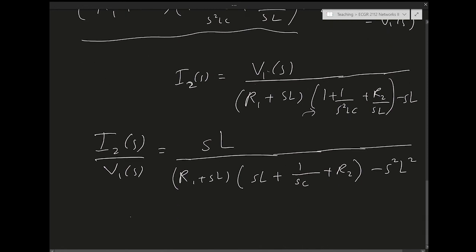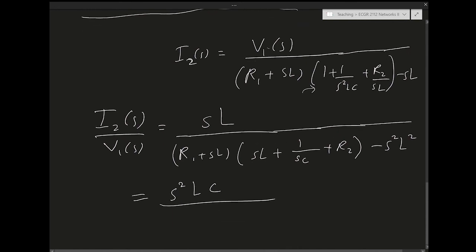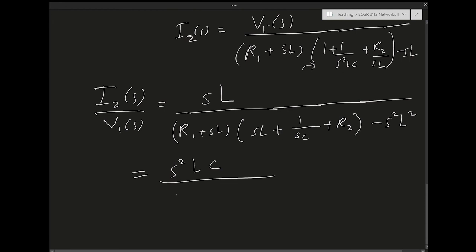And actually, let me do another simplification. Let me multiply the numerator and the denominator by SC. So I end up with S squared LC. And again, I want to multiply the SC to the second bracket here in the first term. So I end up with R1 plus SL times S squared LC plus 1 plus R2 SC. This simplifies things a bit. I don't have fractions anymore here. I would always like to reduce everything to a polynomial, of course, minus S cubed L squared C.